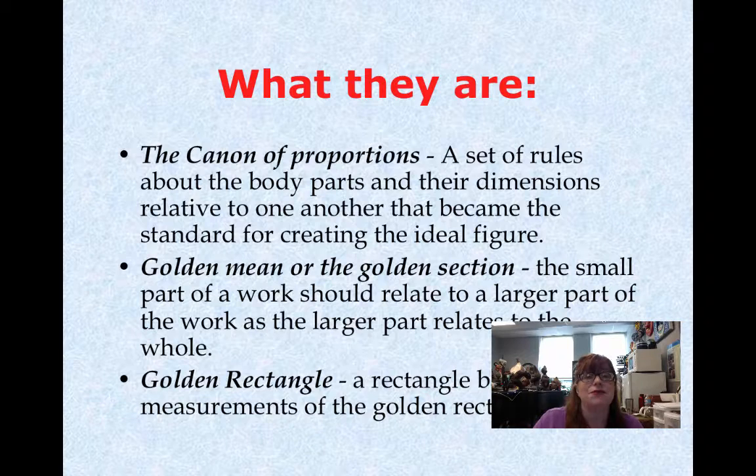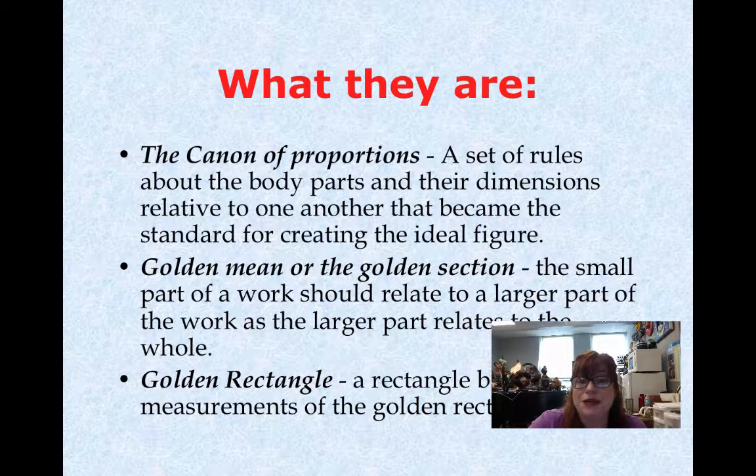So for example, this I can talk about easily. Leonardo da Vinci said that a human body was generally made up, if you took a person's head and then multiplied it by 7, you would basically have their height. So that is part of his canon of proportions. That's part of it.